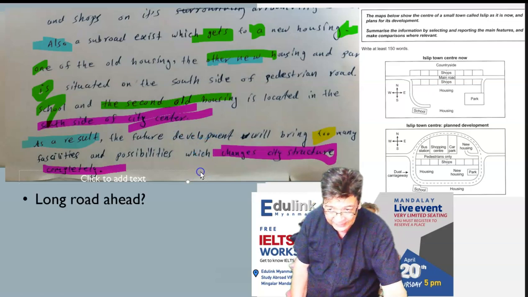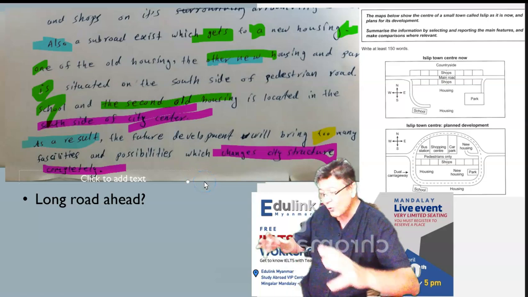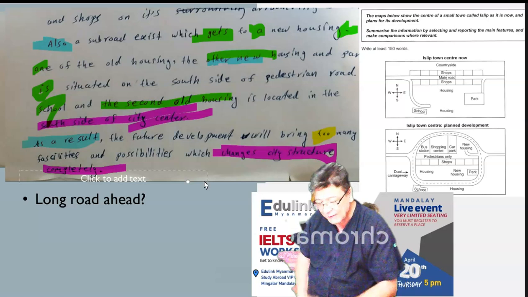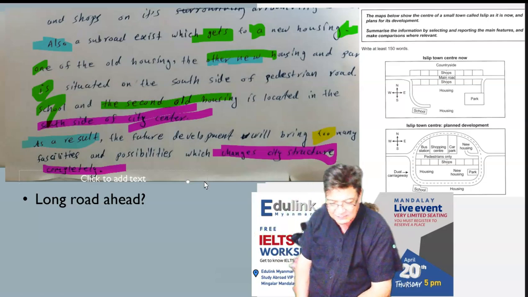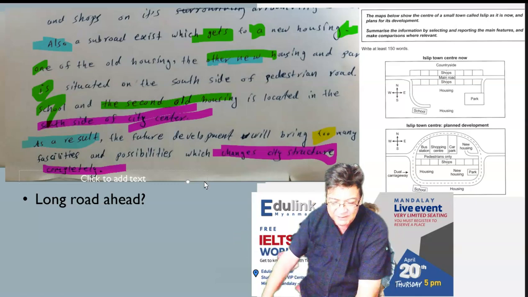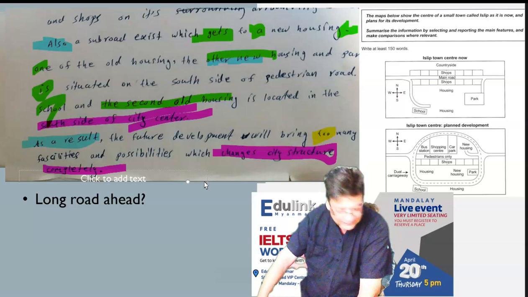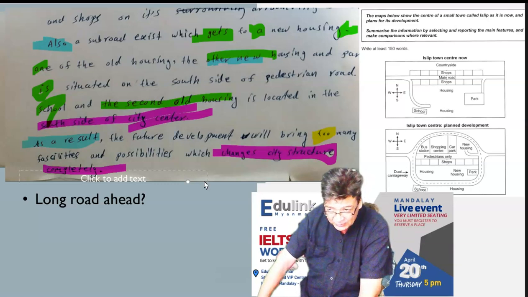Confusing as all heck. You see, you need to organize the idea, what you're describing, in a rational way and in a spatial way. Go in a circle or something like that. Here you're all over the place, and I can't follow it. And I guess you think this last bit is a conclusion. We don't use conclusions in Task 1. "As a result of what? The future development will bring too many facilities and possibilities, which changes city structure completely."